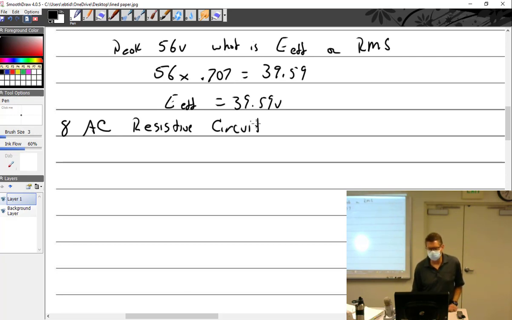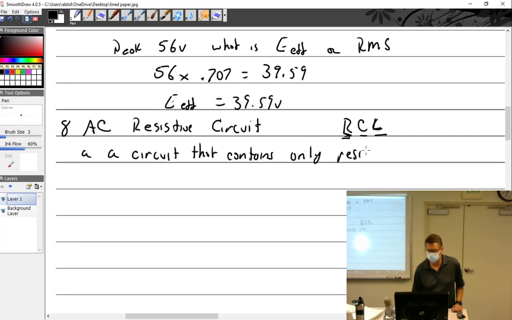I believe I'm going to get to this in a little bit, but when you talk about AC circuits, you have R, C, and L circuits, or a combination. That's resistive, capacitive, and inductive. So right now we're just talking about the R. So a resistive circuit is a circuit that contains only resistors. Or in other words, no coils, no capacitors.